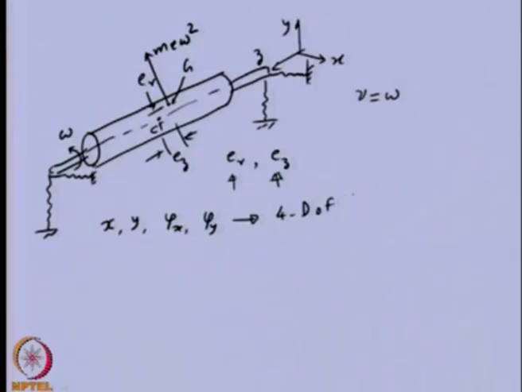and for the angular displacement, let us see the sign convention. So, this is the bearing axis, this is the x axis.